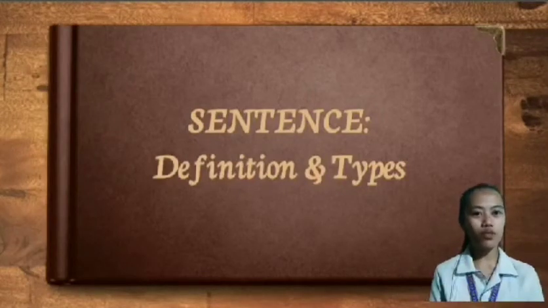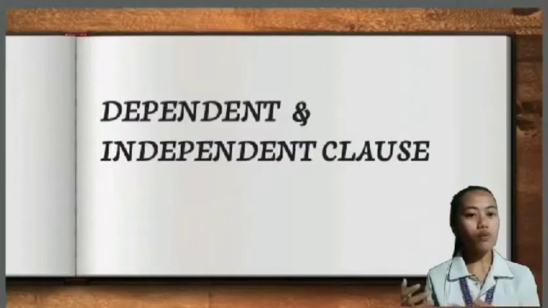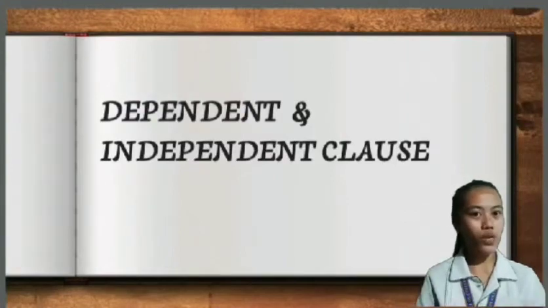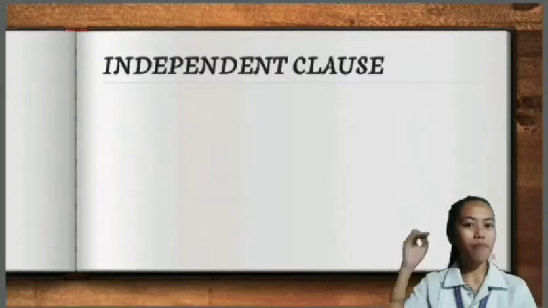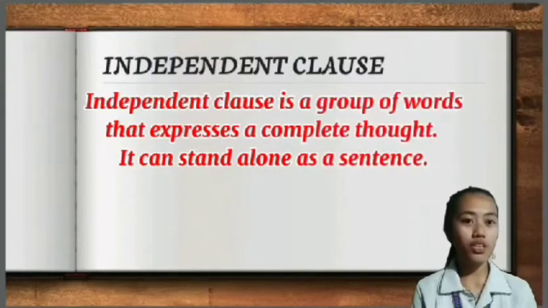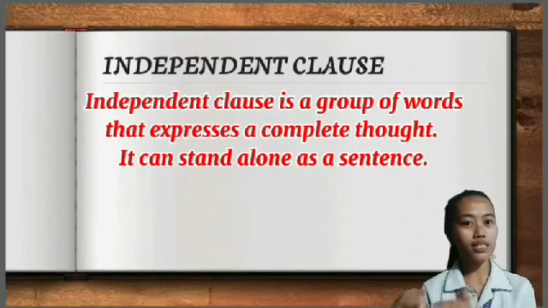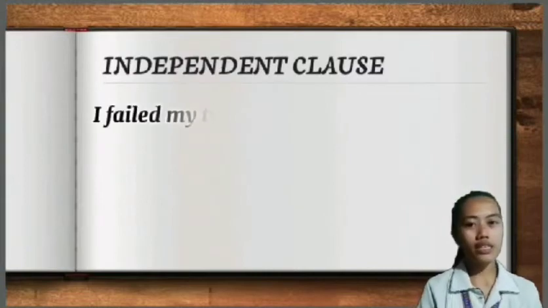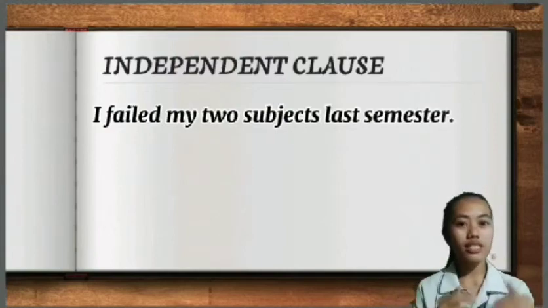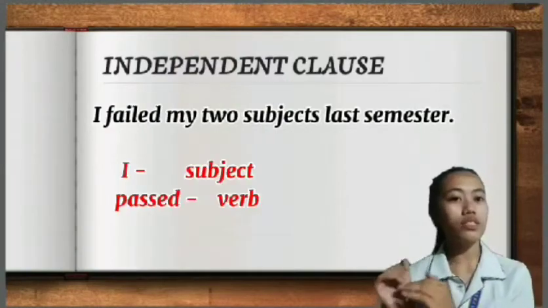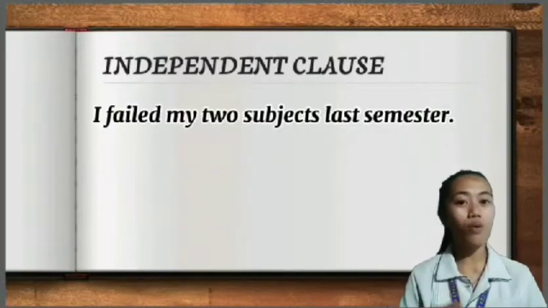Before we move to the types of sentences according to structure, we will first distinguish the difference between an independent clause and a dependent clause. An independent clause is a group of words that expresses a complete thought and can stand alone as a sentence. Let's say, for example, I failed my two subjects last semester. It consists of a subject and a verb. Therefore, it expresses a complete thought.